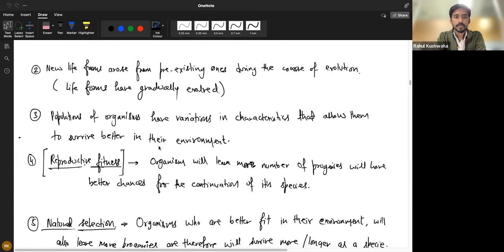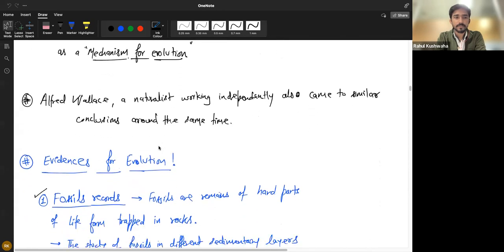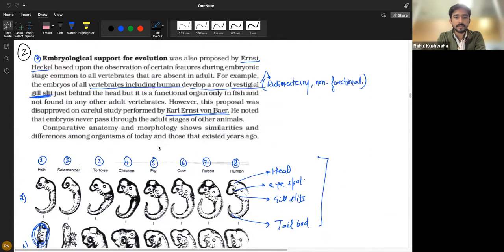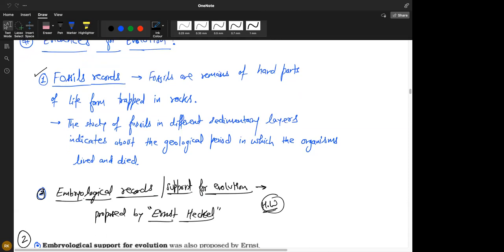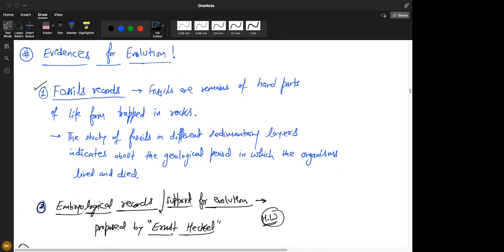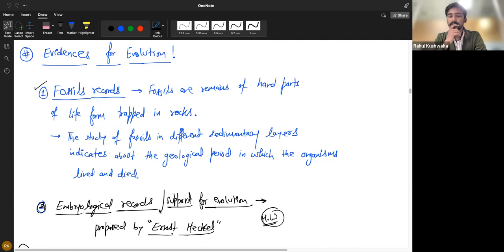So convergent and divergent evolution comes under evidences of evolution, so should we start overall with evidences of evolution, because that will also cover two or three other topics? Is it okay? Yes, sir. So we talked about fossil records. The first thing that tells us about evolution is, we are talking about life that we never saw, that existed on Earth way before humans evolved. So how do we know that whatever we are thinking is correct?